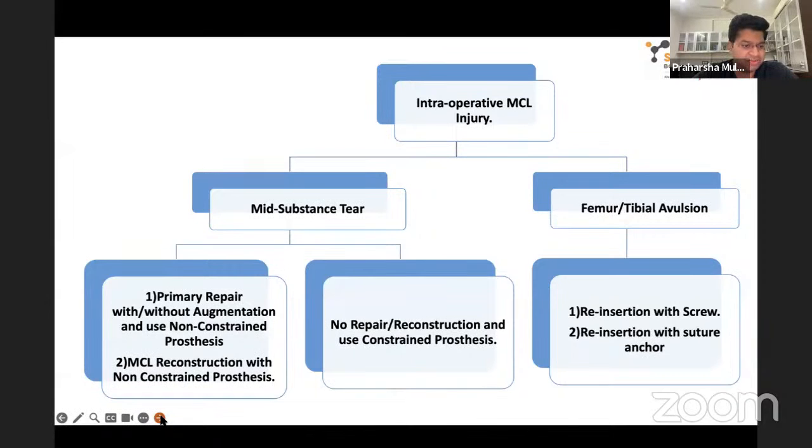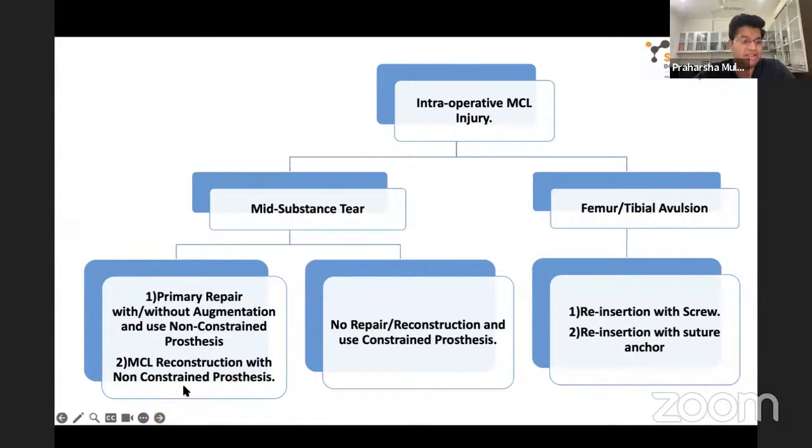So if you go through the algorithm for intraoperative MCL injury, if you have a mid-substance tear, you can do a primary repair, as we said, with or without augmentation. So augmentation essentially means that you are using some other additional thing to support it. And this typically, if you talk to arthroscopy surgeons, refers to internal bracing, where you can put a suture anchor at the epicondyle level and distally at the tibial attachments and pass fiber wire. It is actually a very good technique, though we have also not used it routinely in MCL injuries. It is something that is worth considering, which can give you stability both in flexion and extension.